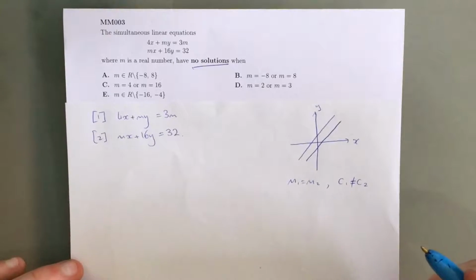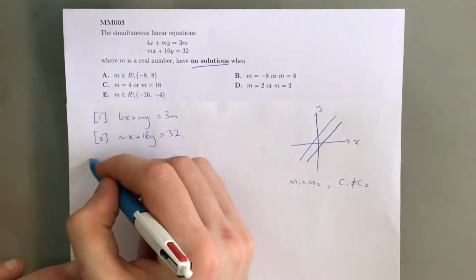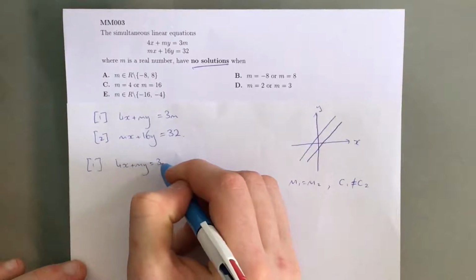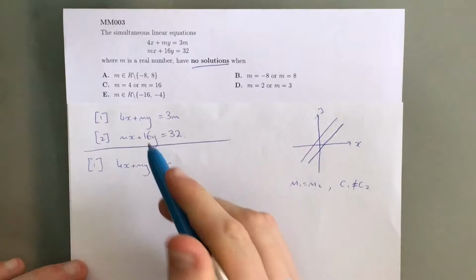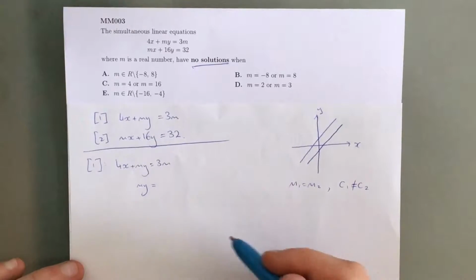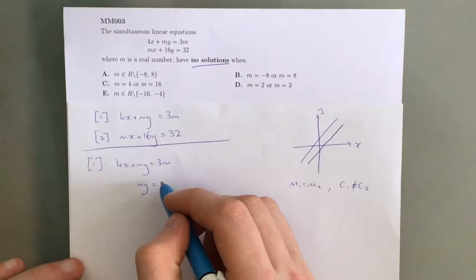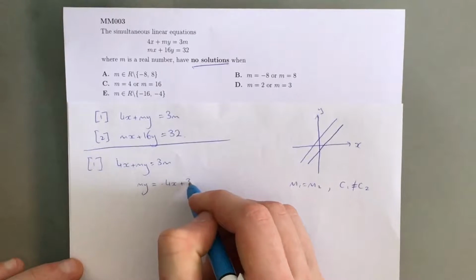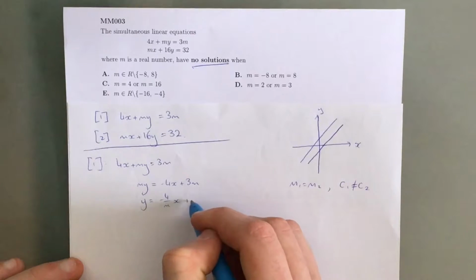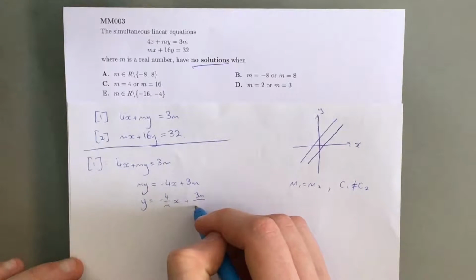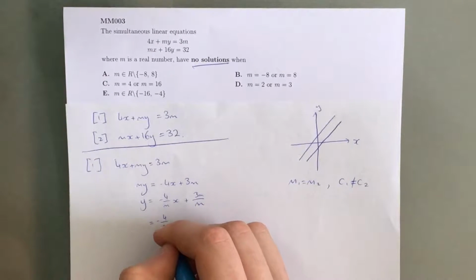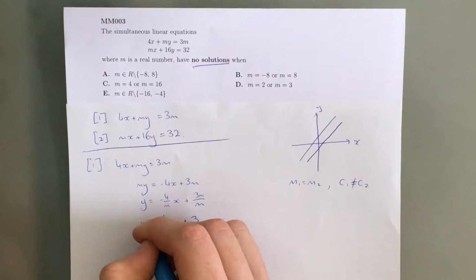How do we figure that out? Firstly, we need to actually get it into the form y equals mx plus c. So let's start with our first one. I like to rewrite it, just makes it a little bit cleaner for me. Like I said, we need to get it in the form y equals mx plus c, so we rearrange that so that we can get it in the form y equals something. So my equals negative 4x plus 3m, which gives y equals negative 4 over m x plus 3m over m, which of course equals negative 4 over m x plus 3. The m's cancel out.